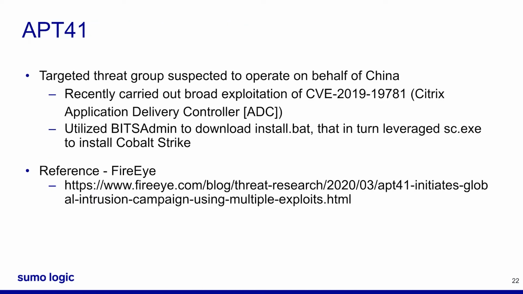Okay, another group, APT 41. Again, suspected to operate on behalf of China. They carried out a ton of exploitation recently, scanning essentially the entire internet for the Citrix ADC vulnerability. They utilized BITSAdmin to download it and install, then they leveraged that to use sc.exe to install Cobalt Strike. This is an awesome report to read. It's super thorough. It's by FireEye. There's a lot that can be gained from this.